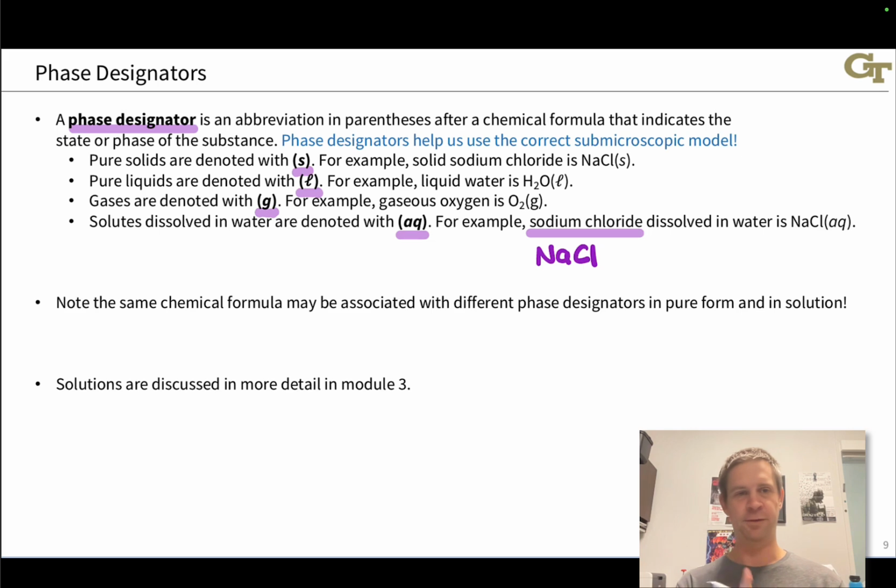And one thing to note about this, and this gets at the second bullet point on the slide, is that the NaCl in the solid phase, when it's a pure substance and sitting there, table salt in a shaker on your dinner table, is a very different thing than sodium chloride that has been dissolved in water. And so we use different phase designators to emphasize the difference between this substance in one phase versus another. And as I mentioned, we'll return to solutions in more detail in Module 3 and connect this AQ phase designator with a submicroscopic picture of solutions.